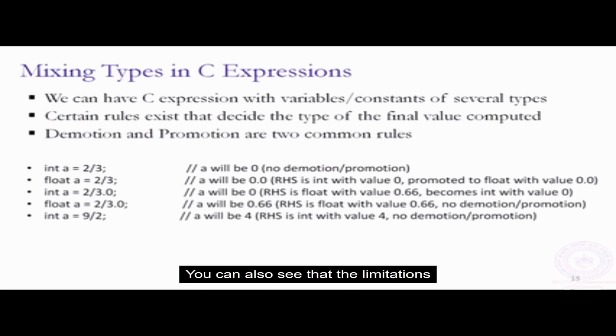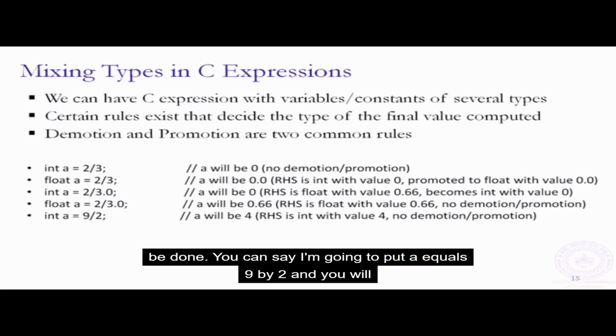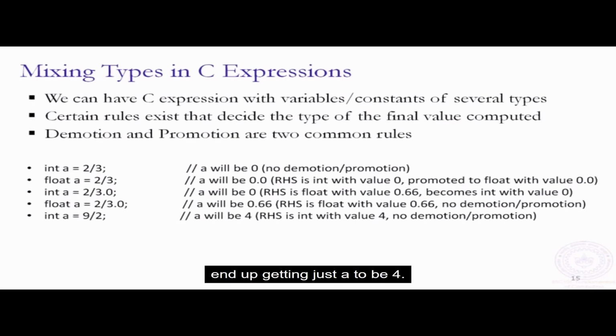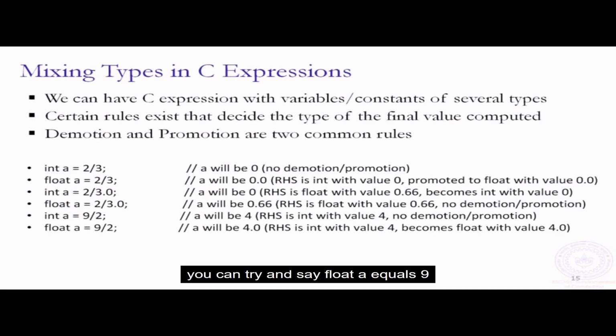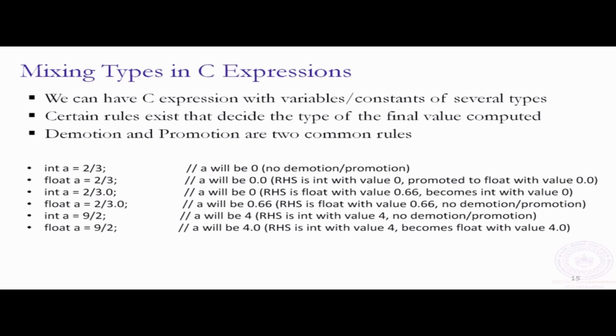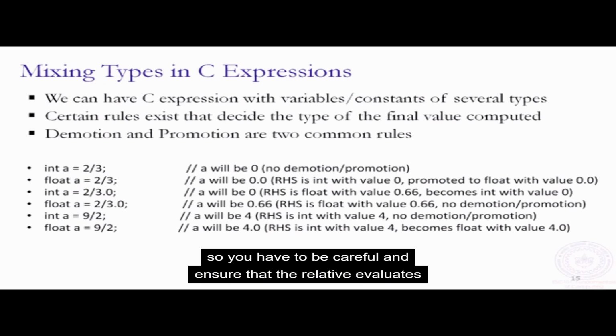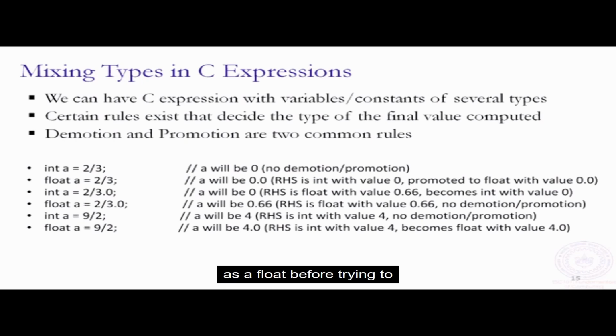You can also see that there are limitations to how well this can be done. You can say a = 9/2, and you will end up getting just a to be 4. You can try float a = 9/2, and again, you will just get a to be 4.0. So you have to be careful and ensure that the RHS evaluates as a float before trying to put it in a float box. Otherwise, you will end up getting all kinds of truncations that you did not expect in your logic.